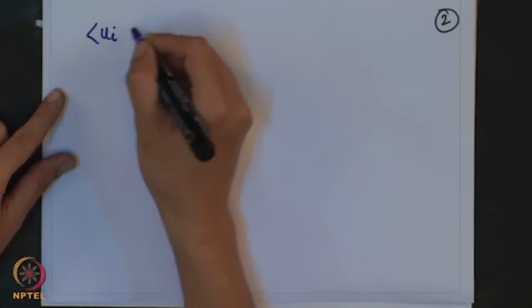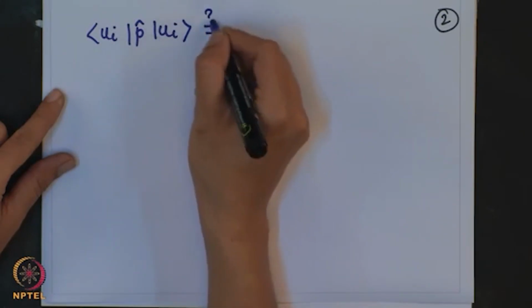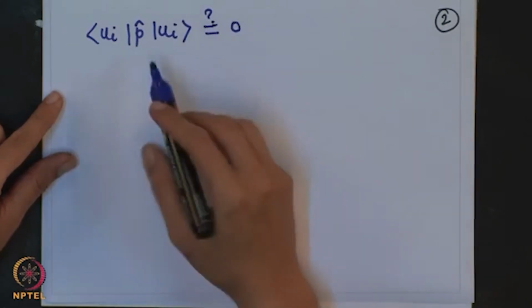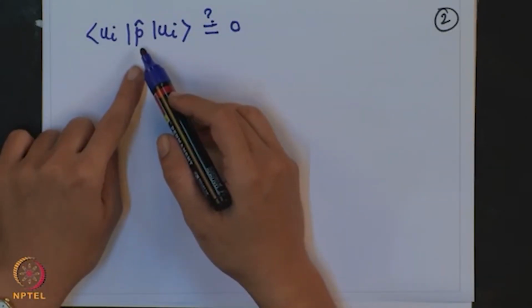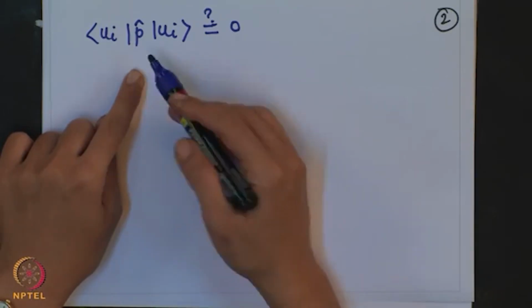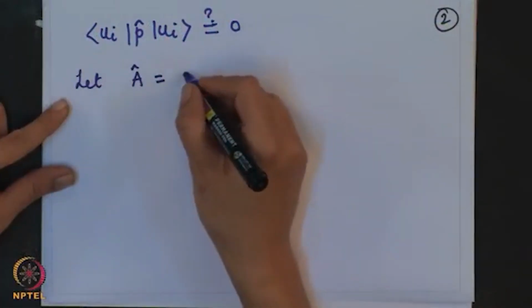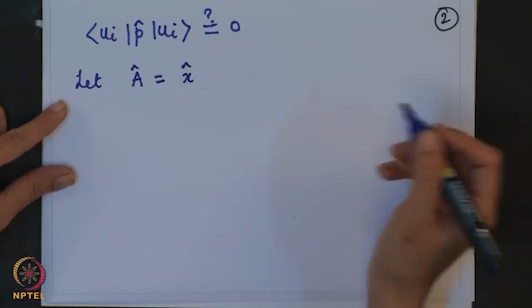The next part is that we have to calculate the quantity ui, p, ui. Now, you will obtain this quantity from doing some algebra. You have to use the previous result to obtain this result. So, let us start, let operator A be x. Let us try this.